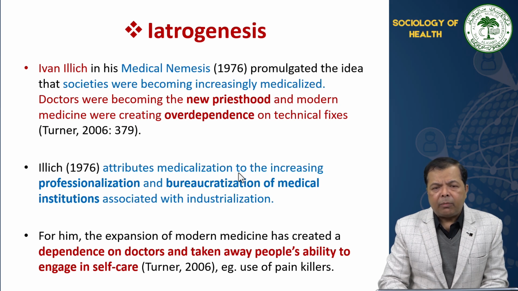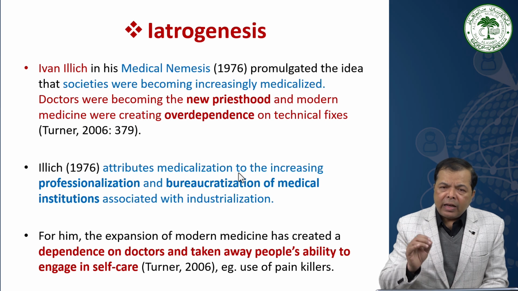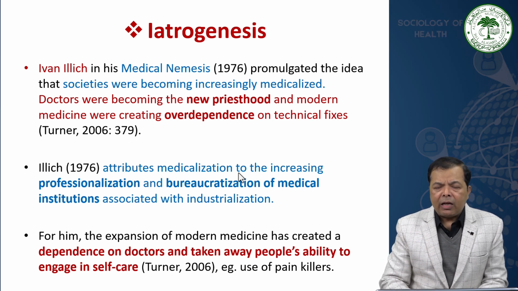That means in this particular statement, Illich is talking about 3 things. One, the increasing industrialization, that we all know that is a fact. Now, because of this industrialization, there is a kind of increase in the professionalization and bureaucratization of the medical institutions. And now, because of the professionalization and bureaucratization of the medical institutions, a situation is emerging in which medicalization is actually happening. For Illich, the expansion of modern medicine has created a dependency on doctors and taken away people's ability to engage in self-care.